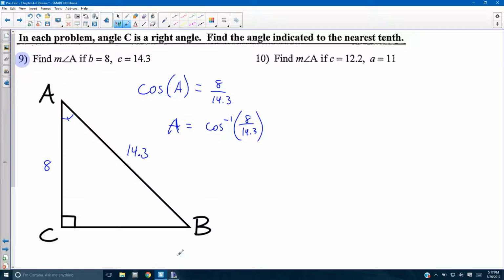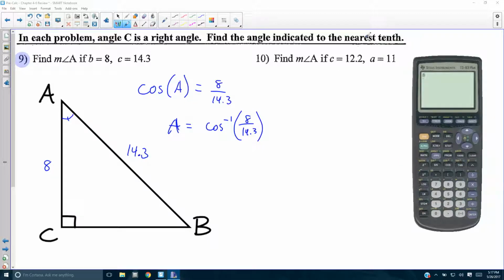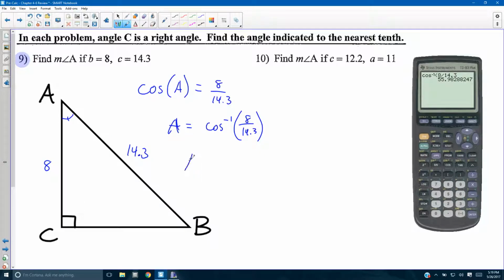Now this is where we go to the calculator in order to round to the nearest tenth, right? That's what they're asking for, not just an exact answer. So first of all, make sure your mode is in degrees. Make sure you're not in radians, because for measures of angles like this, we use degrees. Let's go second cosine, and then 8 divided by 14.3. And we get 55.98. They do say round to the nearest tenth here. So 0.98 rounds up, and that carries over into here. So about 56.0 degrees. That's rounded to the nearest tenth. 0.0 for precision.